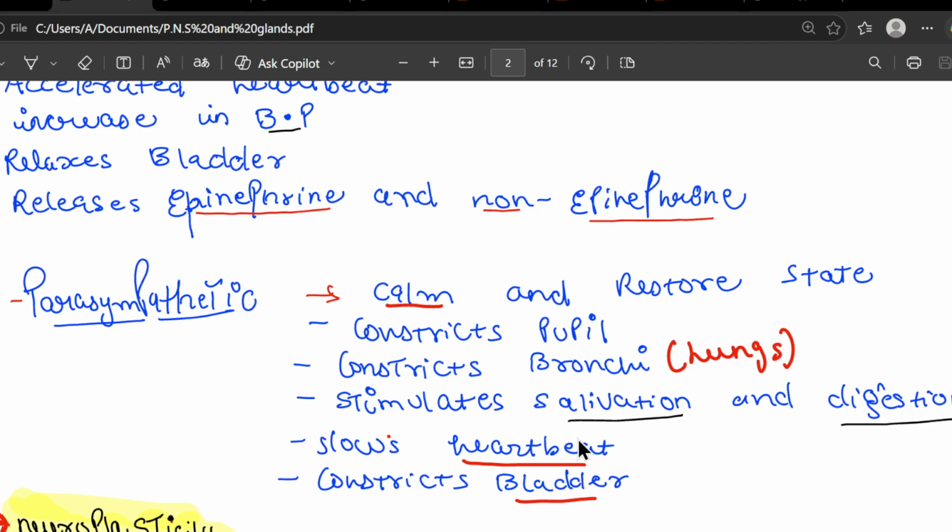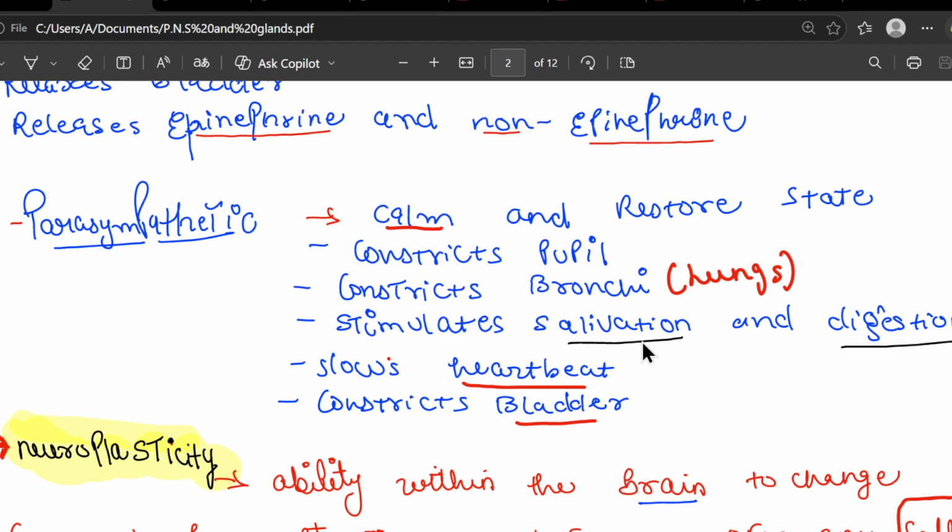Your pupils were dilated before in the sympathetic nervous system, but now your pupils are constricted. Bronchi are constricted, lungs are normal. You're not taking a lot of air in, because you don't need a lot of air. Your salivation has become absolutely normal. Your mouth is not dry anymore. Your digestion is normal now. The poop example: you wanted to poop but you could not. Now you can poop normally. You can feel hunger, because at that time you could not feel hunger.